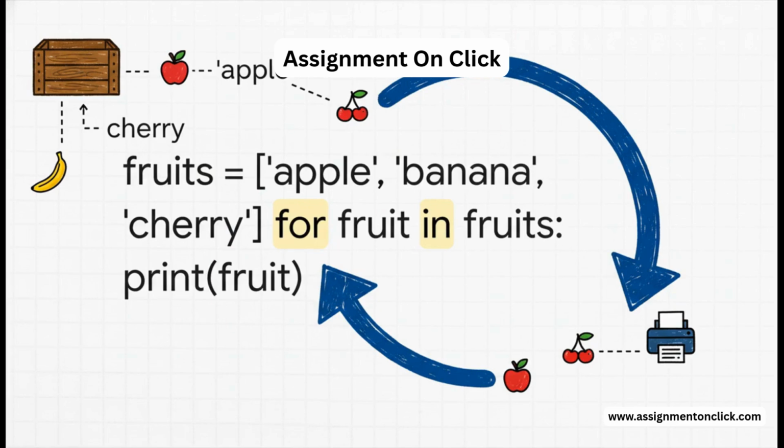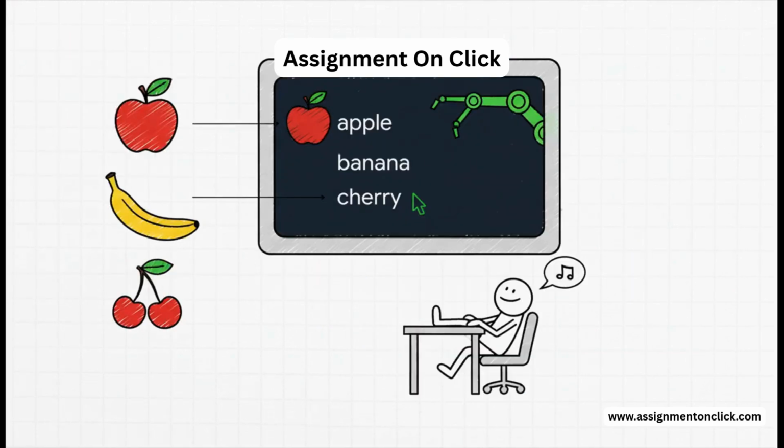So we've got a list here called fruits. The for loop is basically saying, okay, for every single fruit I find in that fruits list, I'm going to do something. And in this case, that something is super simple. Just print whatever fruit we're looking at. And voila! Here's what you get.